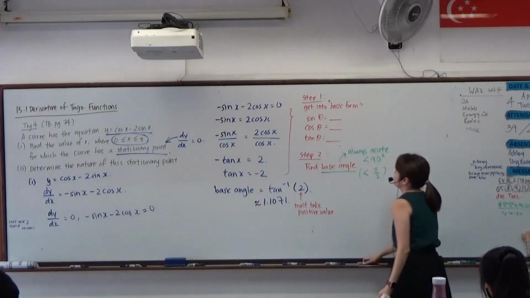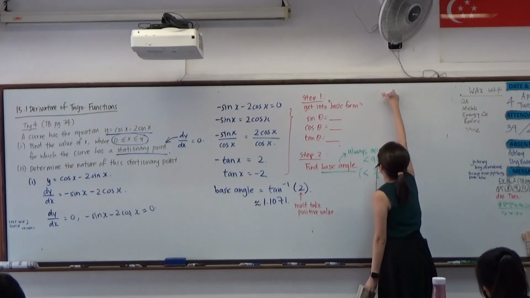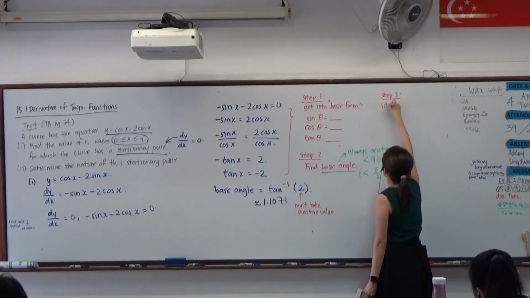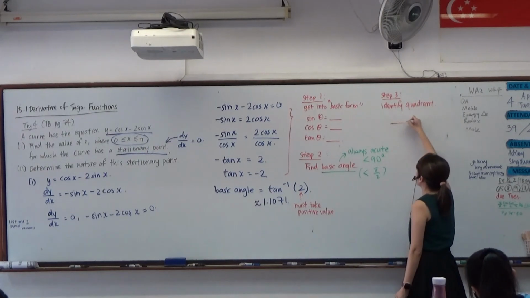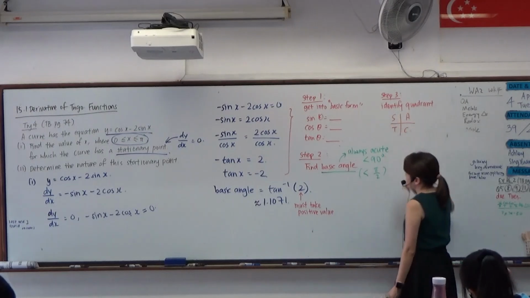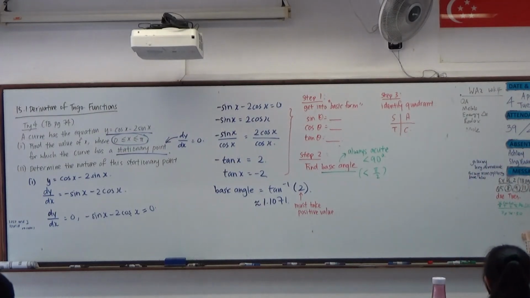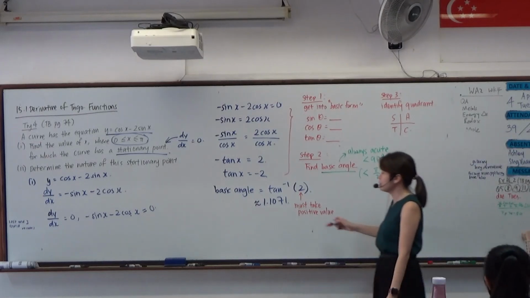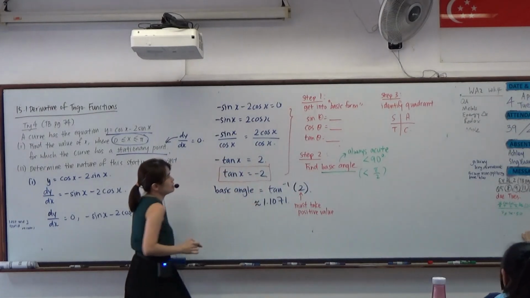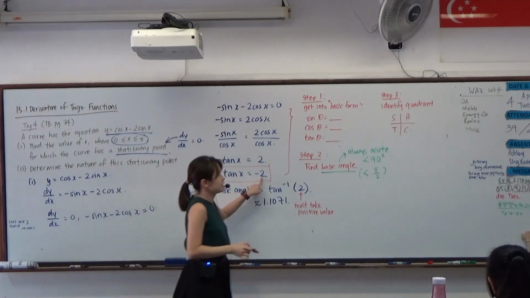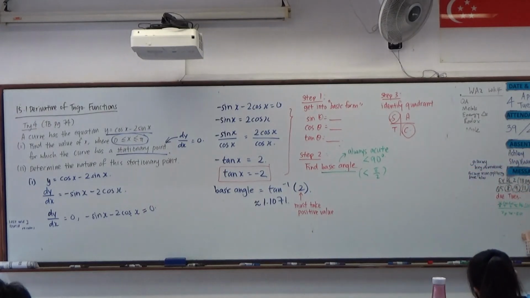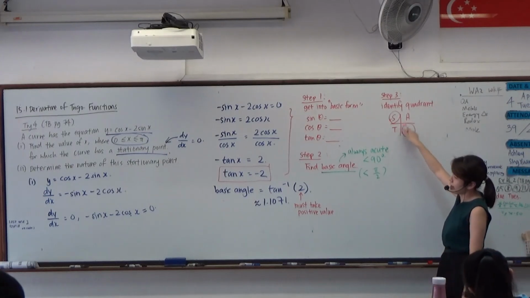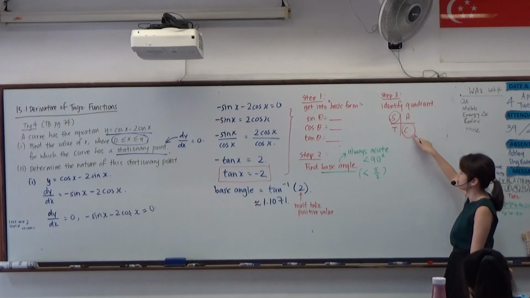Then step 3, we go into identifying the quadrant. Our ASTC. In this case, because we're looking at tangent x equals negative 2, tangent being negative, it means that we're looking at the second quadrant and the fourth quadrant. The S quadrant and the C quadrant, because this and this is where tangent is positive, down here tangent is negative.